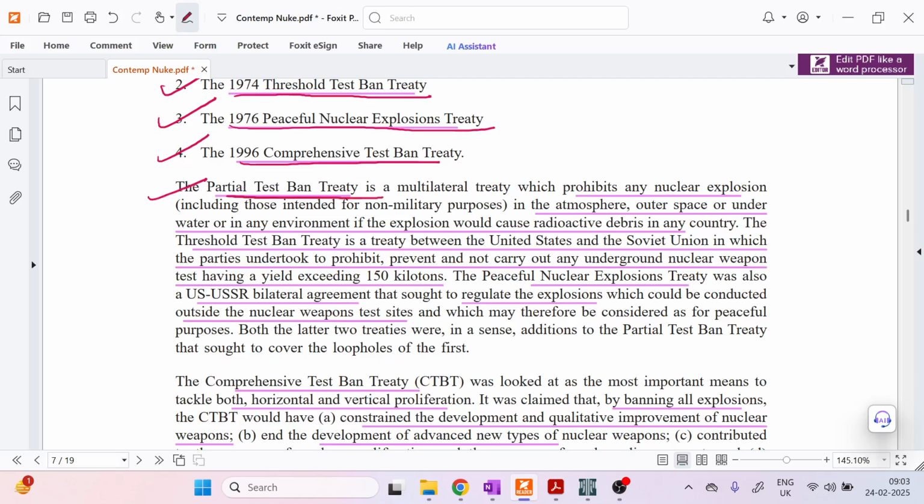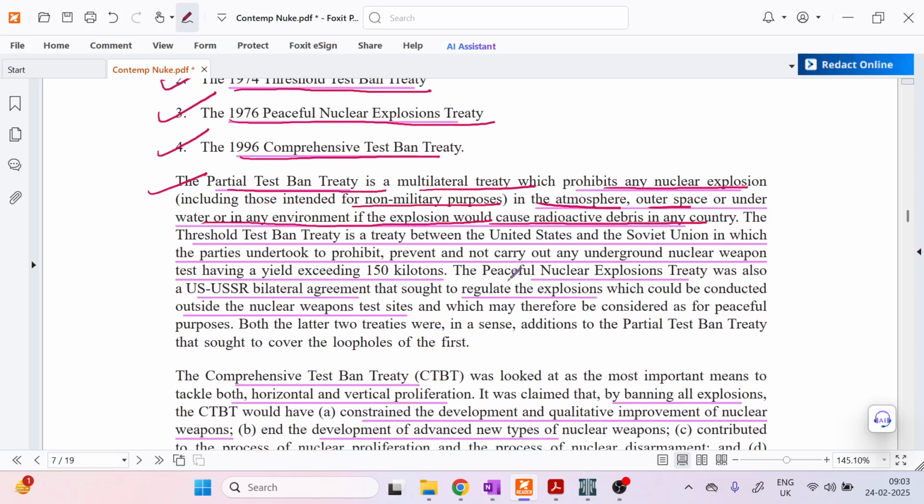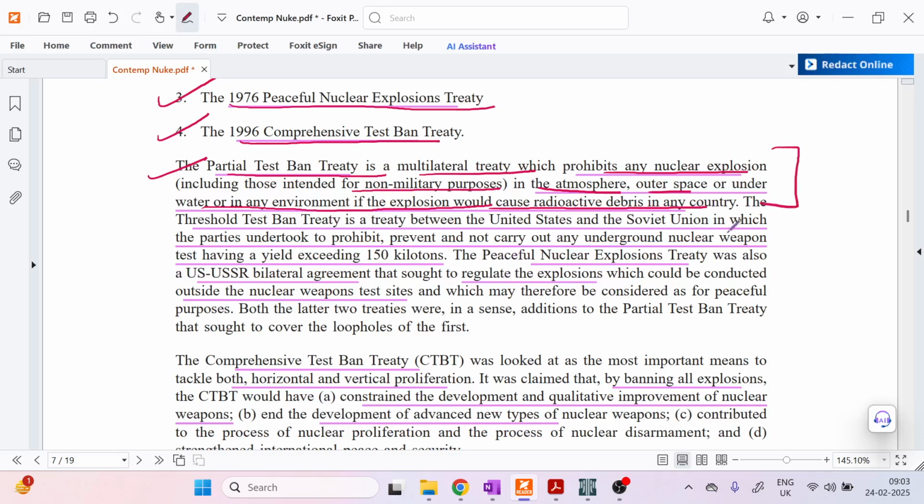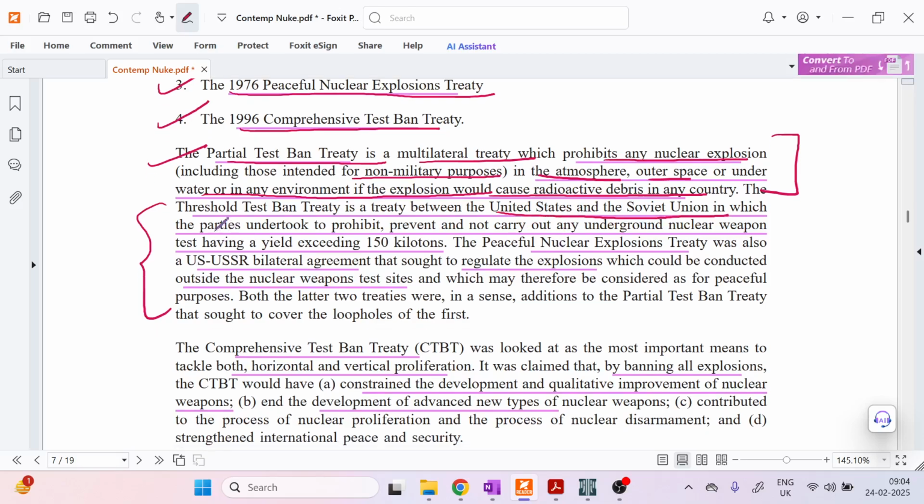So the first, the Partial Test Ban Treaty, is a multilateral treaty which prohibits any nuclear explosion, including those for non-military purposes, in the atmosphere, outer space, underwater, or any environment if the explosion would cause radioactive debris in any country. So these were the conditions of PTBT. Now the Threshold Test Ban Treaty was between the United States and the Soviet Union, in which both parties undertook to prohibit, prevent, and not to carry out any underground nuclear explosion tests having a yield exceeding 150 kilotons.